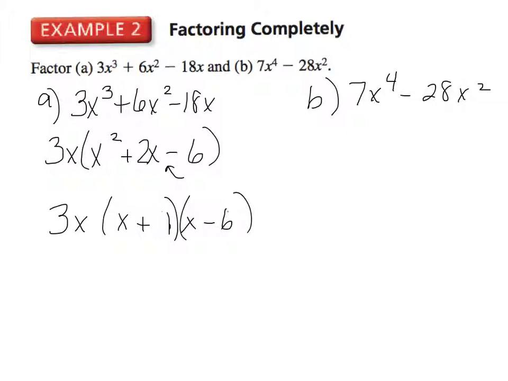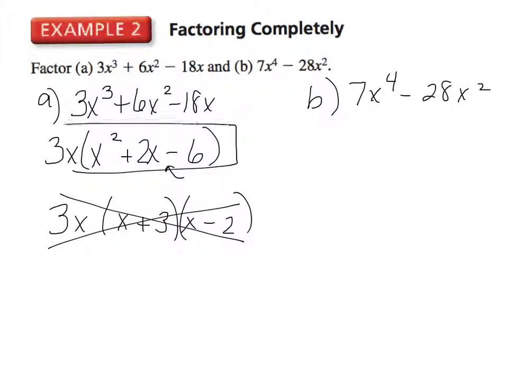That gives me a middle term of negative 5x. So nope, that doesn't work either. 3 and 2. That gives me 3x minus 2x. That does not give me what I want. This cannot be factored anymore. So this is my answer. 3x times, or multiplied by, x squared plus 2x minus 6.